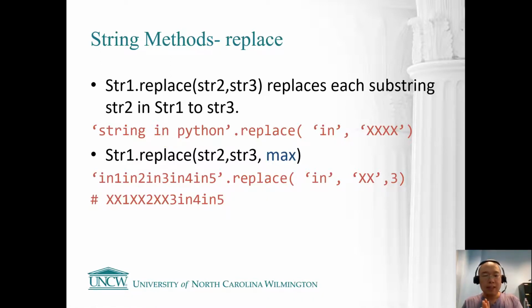And here is an even fancier way. When you are replacing string 2 with string 3, you can specify how many occurrences you want to replace at the max. So for this one, I have in1, in2, in3, in4, in5, and then I'm replacing the "in" with the "xx", and I only want to do the replace up to 3 times. So in this case, the first 3 "in"s will be replaced by the "xx", and the remaining 2 "in"s will stay here. So this is kind of fancy.